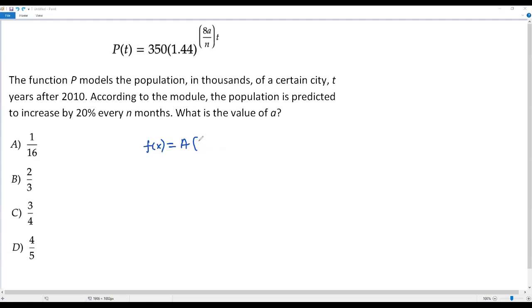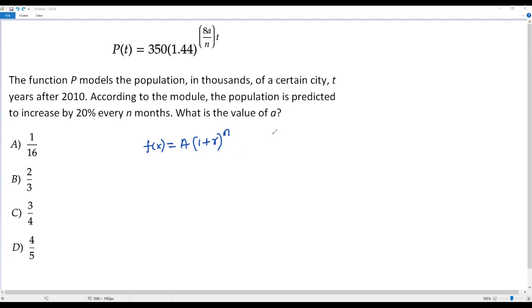Now let me consider exponential growth. Then we'll have a positive sign between 1 and r, raised to the power of n. Here the capital A represents the initial quantity, and n represents the time. It may be in years or weeks or months. It depends on the situation we discuss. And r is the growth rate.